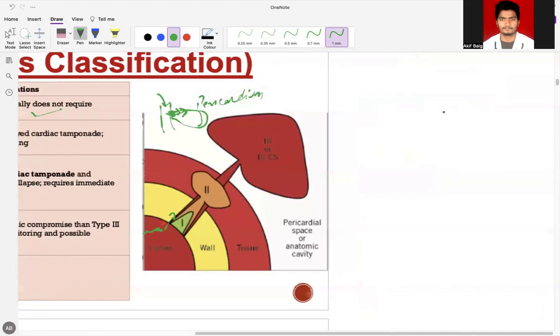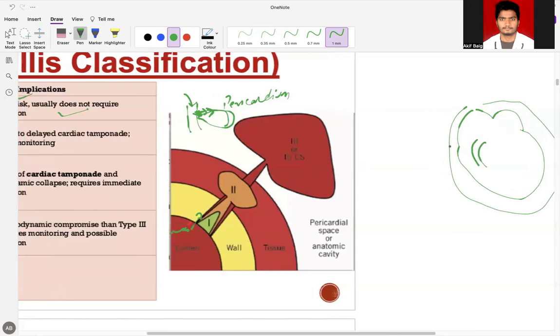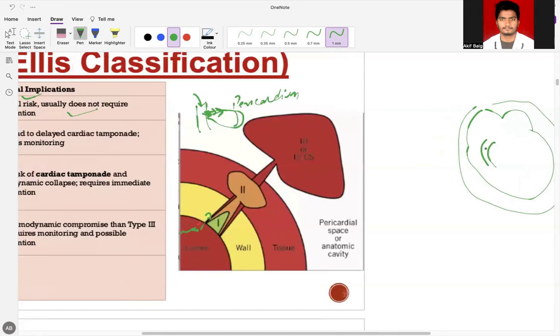Normally this is the myocardium. Vessels are usually present on the myocardium, over that is the epicardium, and above that we have the pericardium. Between the epicardium and the pericardium normally lie the coronary arteries, which supply the vessels. So whenever the perforation occurs outside, it leaks into the pericardial space.